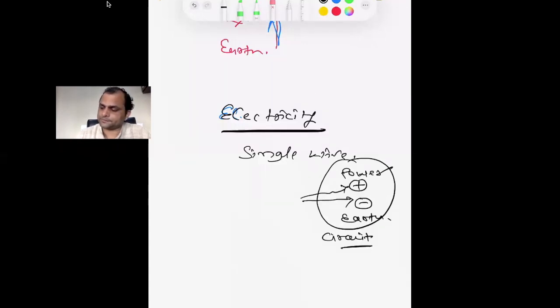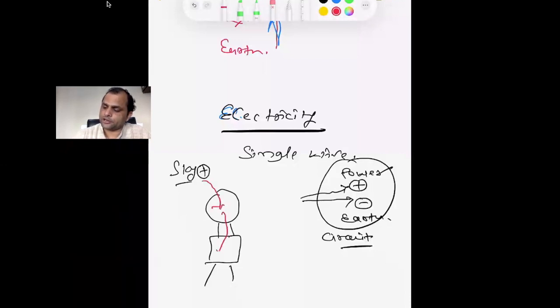In the same way, in the human body, there are two types of energy. One energy that is coming from the sky is called plus energy. That plus energy enters the human body, crosses the whole human body, and finally merges in the earth. So this is the plus energy. At the same time, another energy is entering the human body and finally going into the sky. That is called minus energy.